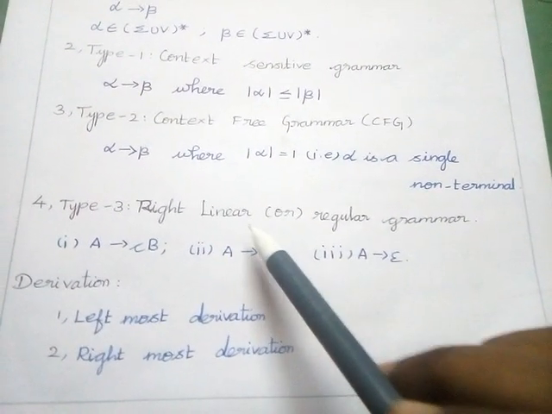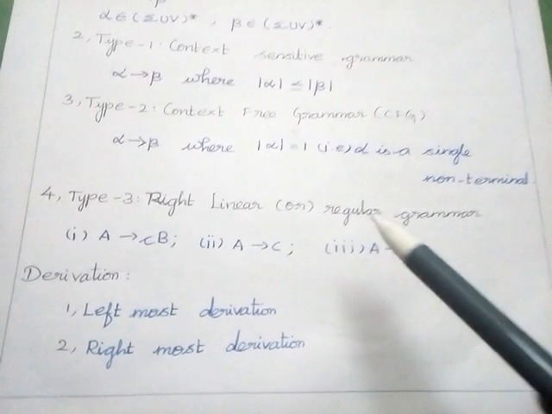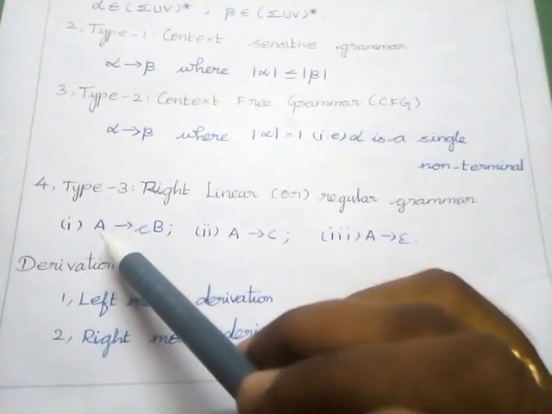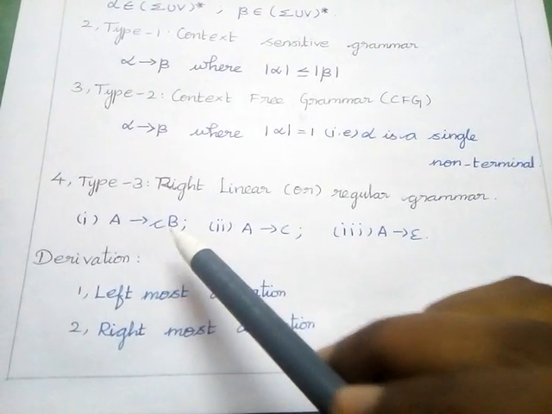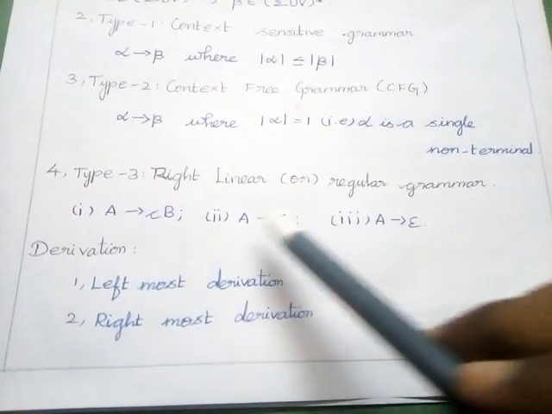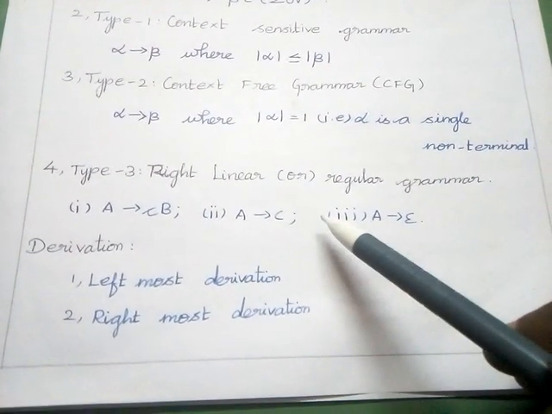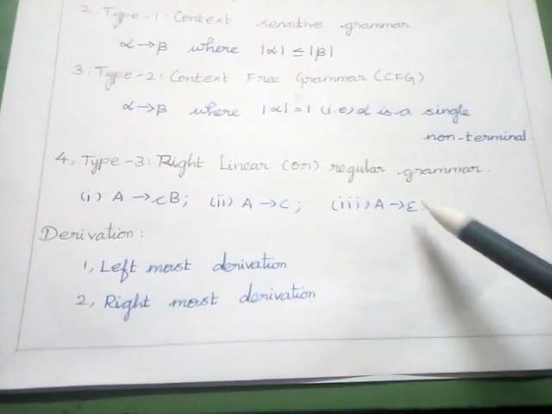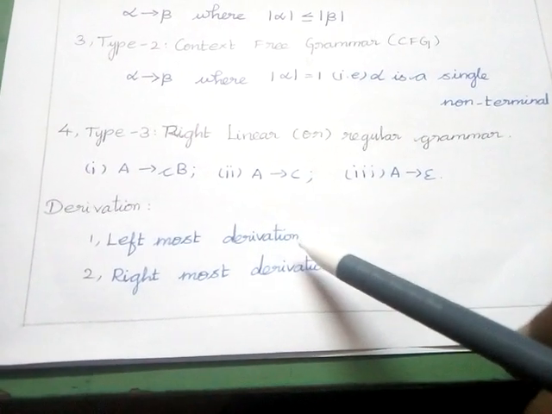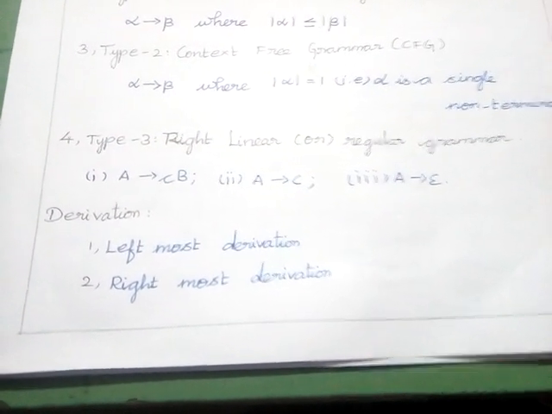Type 3 is a right linear or regular grammar. It's in one of the following formats. That is, a single non-terminal derives a terminal followed by a single non-terminal, or it derives a single non-terminal, or it derives epsilon. There will be two types of derivations: leftmost derivation and rightmost derivation.